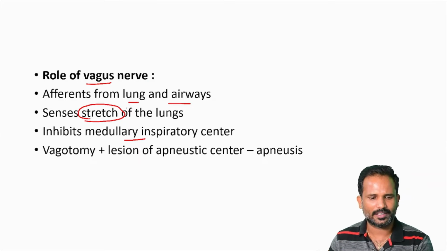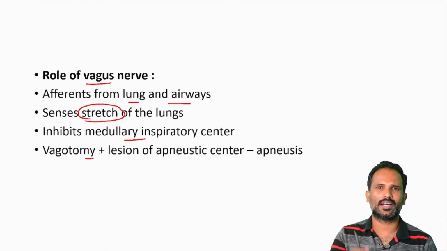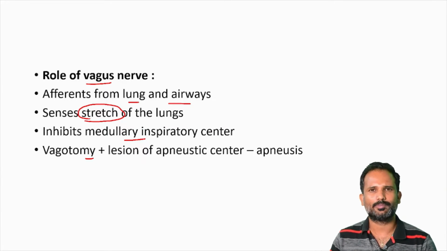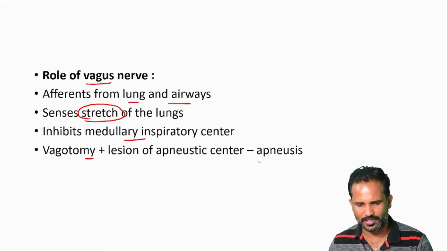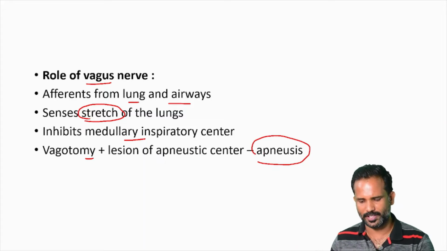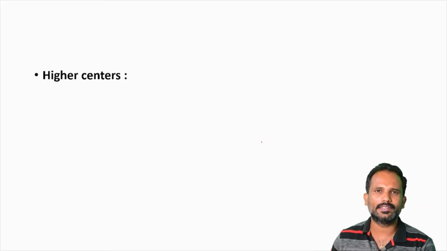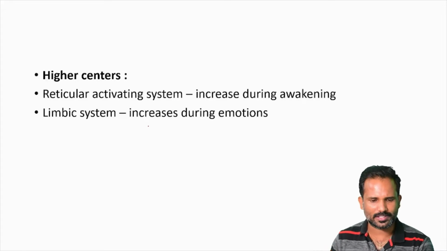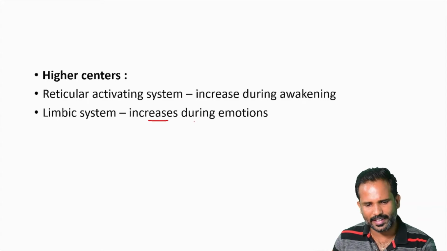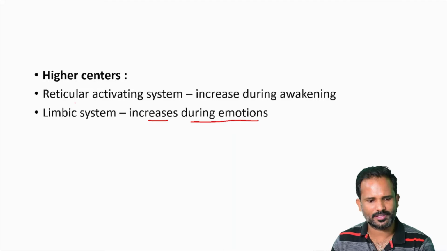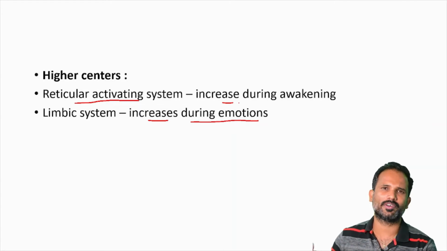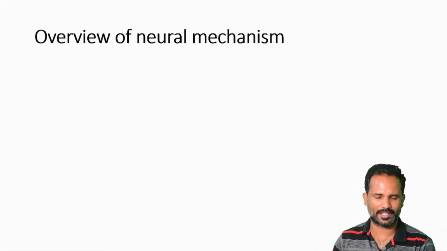And with vagotomy, there is no sensory afferent, and a lesion of the apneustic center causes apneusis, which is prolonged inspiration. And for the higher centers, we already mentioned, the cerebral cortex is concerned with voluntary control, and the limbic system is concerned with the increased respiratory pattern during emotions, and the reticular activating system increases the respiratory rate whenever we are awakening.